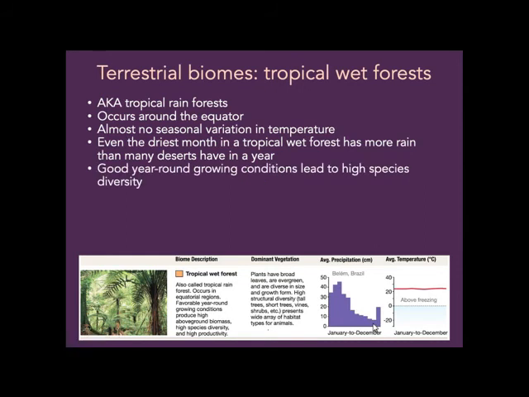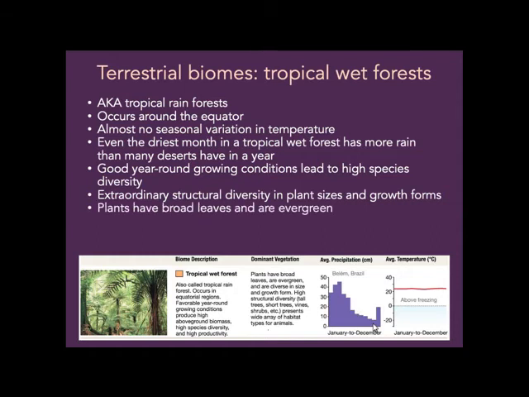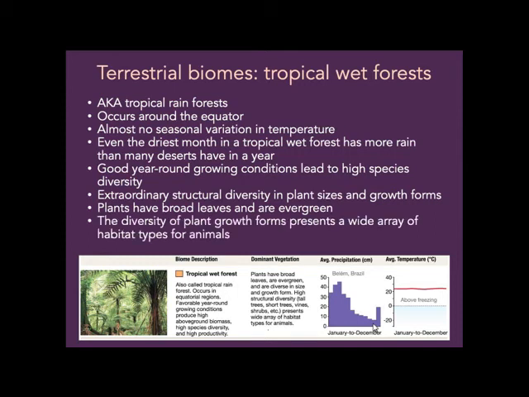And so because there are good growing conditions, not just part of the year but all year, you tend to have high species diversity. You also get structural diversity in plant sizes and growth forms, meaning you have big tall trees, you have little skinny vines, you have things that are mid-height, you have grassy things, you have bushy things, okay? So much diversity. The plants tend to have broad leaves and are evergreen. Okay, so they don't ever drop their leaves because they never need to. And because of this diversity of plant growth forms, there are lots and lots of places for animals to live. Okay, so that is tropical wet forests.